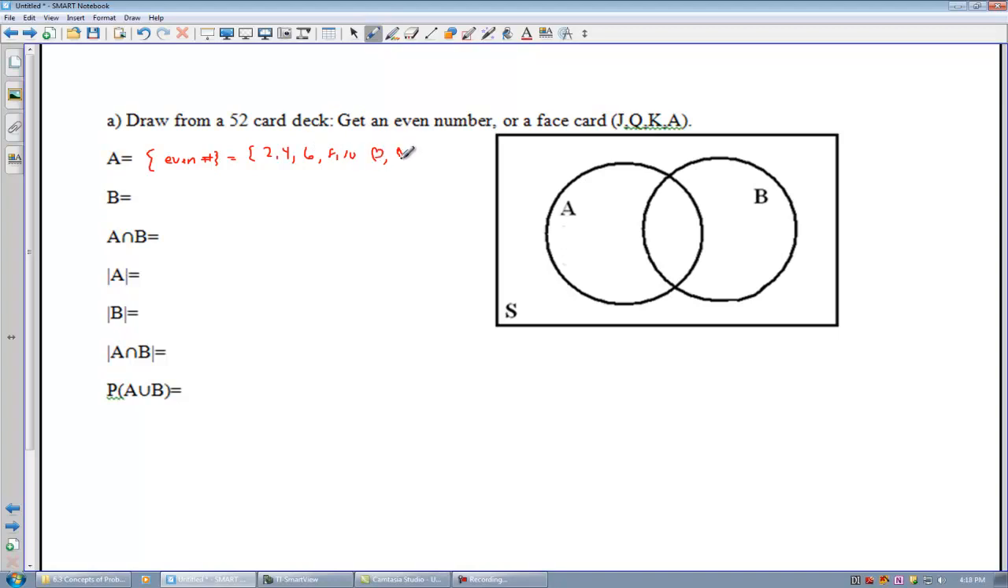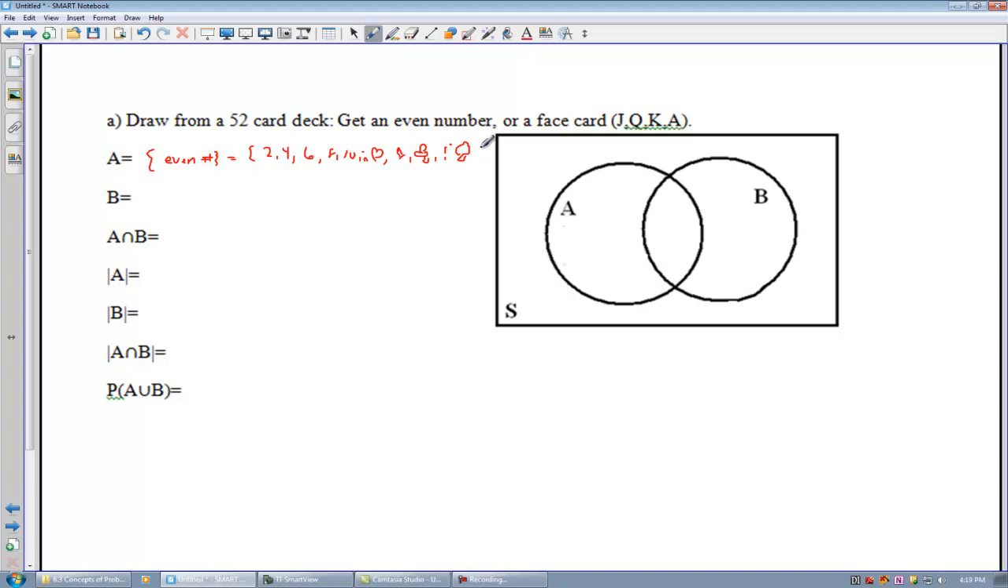diamonds, clubs, and spades. All right, so what does a spade look like? Oh, like this.